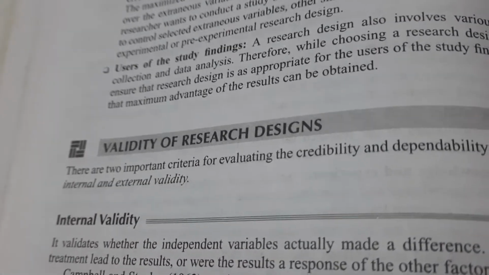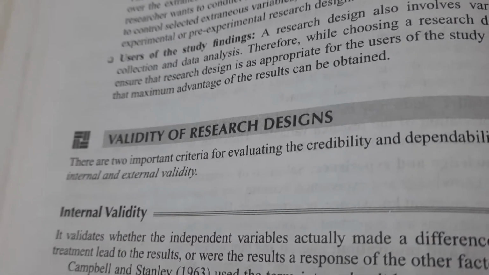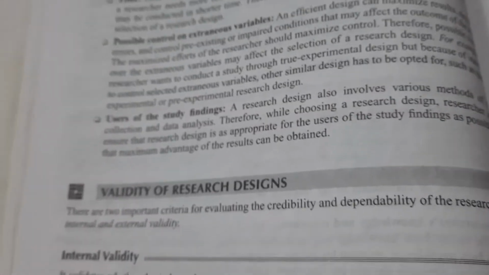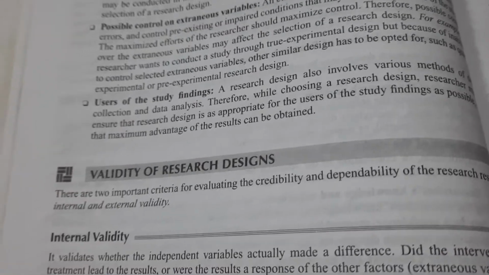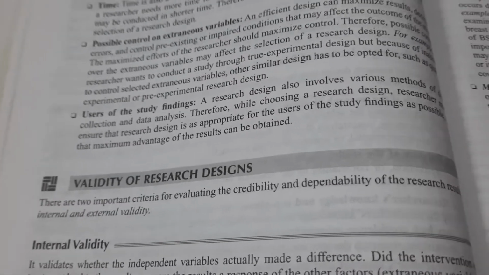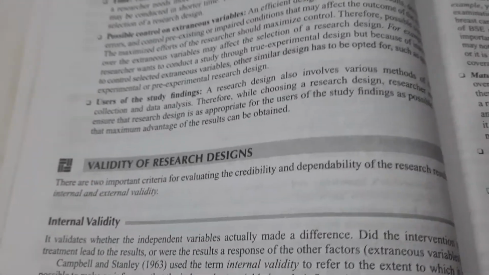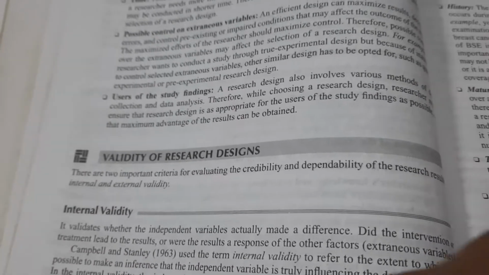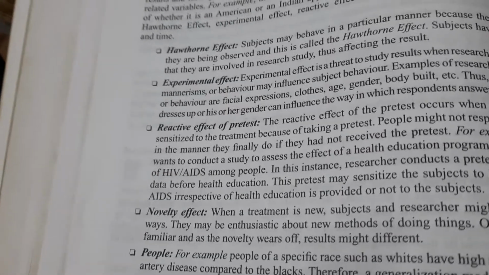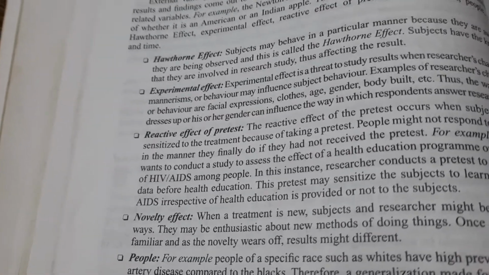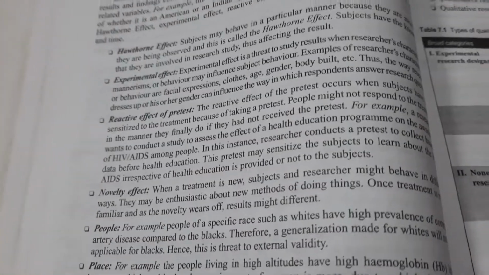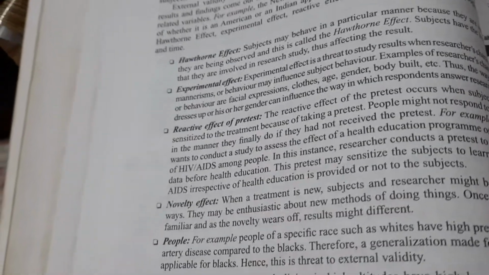Next we are going to see about the validity of research design. There are two different criteria for evaluating the research design, that is for extraneous variables and for the independent and the dependent variables. From this we have to find out the validity, because only with validity will our research design be effective. There are two types of validity: internal validity and external validity. Internal validity I will take tomorrow, but today we are going to see about external validity.